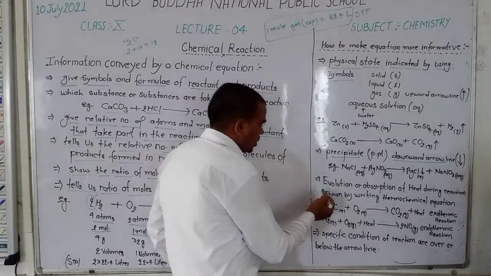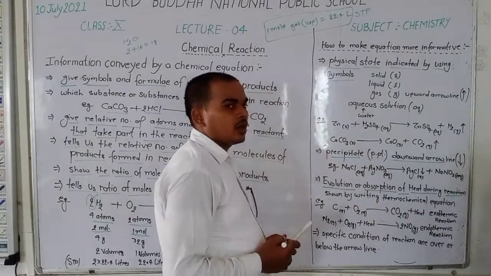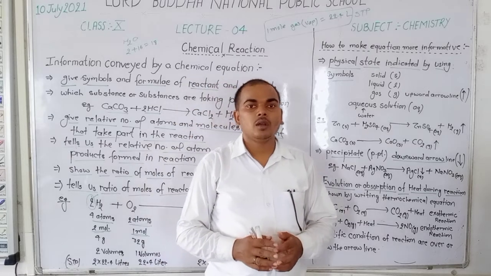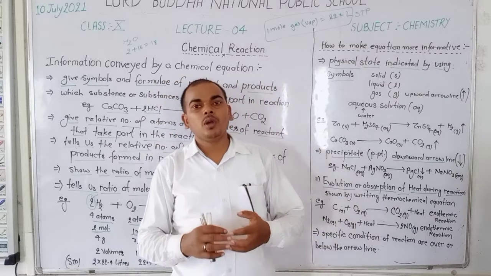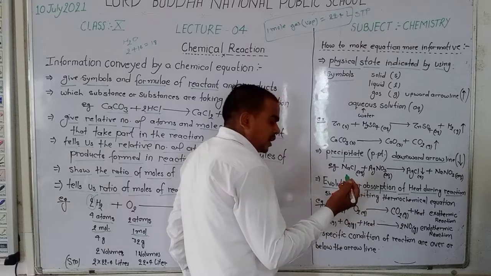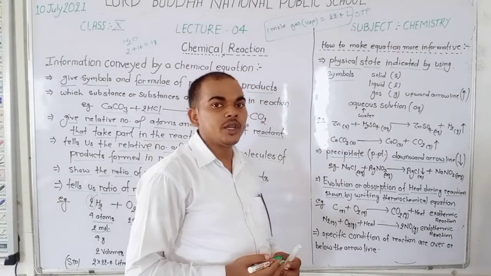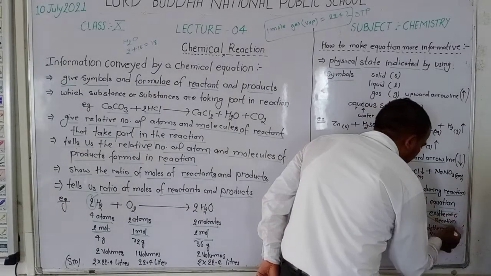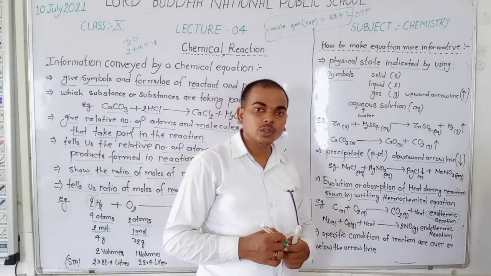Next point is evolution or absorption of heat during the reaction. If any reaction takes heat or a reaction evolves heat, that means if in a reaction heat is involved or heat is evolved, then the reaction is shown by writing the thermochemical equation. What is the meaning of thermochemical equation? If a reaction is exothermic, means a reaction in which heat is released, the reaction is known as an exothermic reaction.